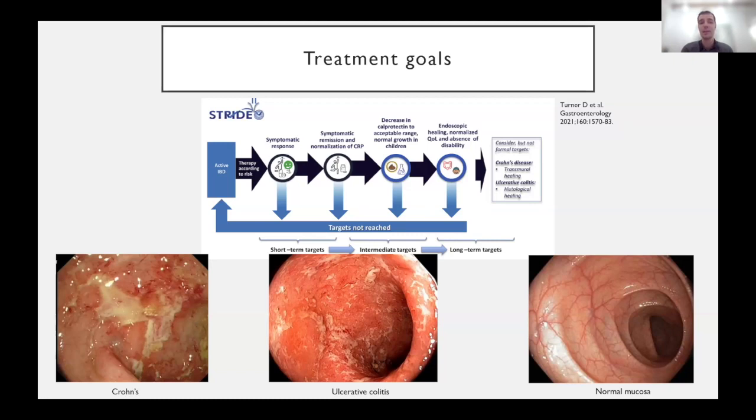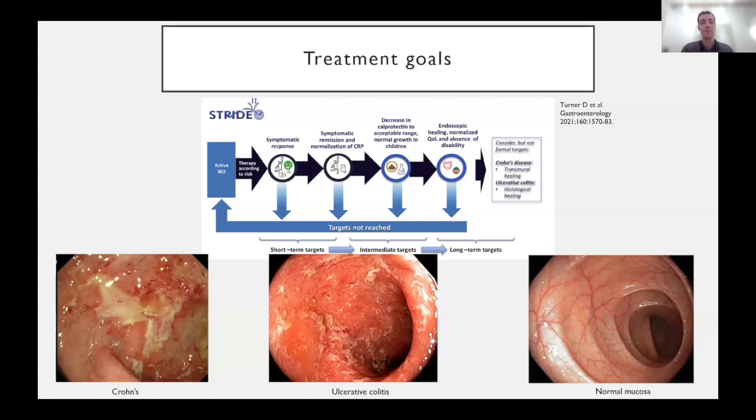To put it simply, we need to alleviate the patient's symptoms and at the same time achieve healing of the intestinal mucosa. So just improving symptoms is not enough. You can see a very bad case of Crohn's disease in the extreme left image and a bad case of ulcerative colitis in the middle image.